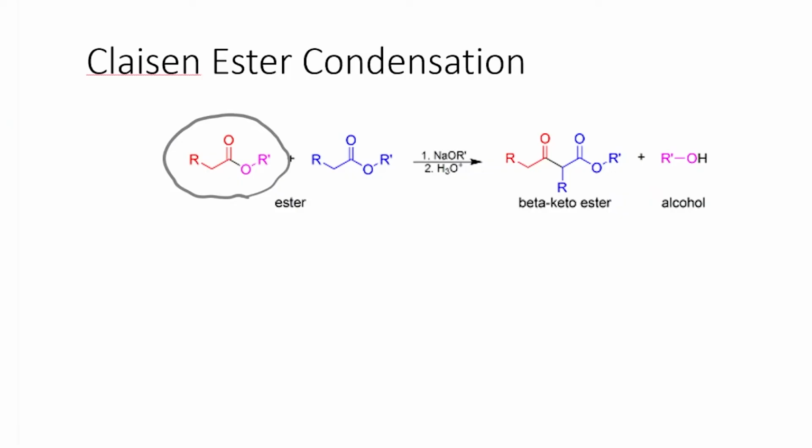So the first reaction we're going to look at is the Claisen ester condensation. And so here in this reaction, basically it's a reaction very much similar to the aldol reaction that we have studied in the past. Here it's a reaction between two esters. And if you see here, the product here is a beta keto ester.